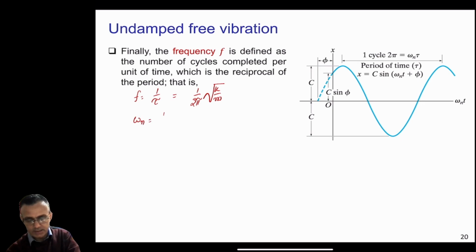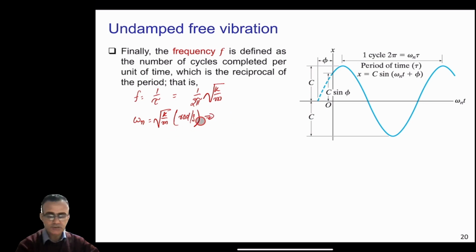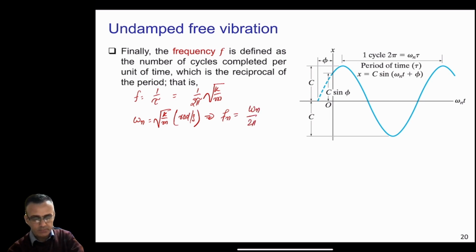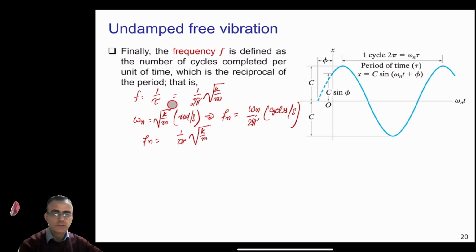Or in other words, we know that omega n is equal to the square root of k divided by m, and because this is in radian per second, you want to convert this into cycles per second. So f n, which is the natural frequency, is equal to omega n divided by 2 pi, and this will be in cycles per second. So if you write the value, f n becomes equal to 1 over 2 pi times the square root of k divided by m. This is how you can get the f n.